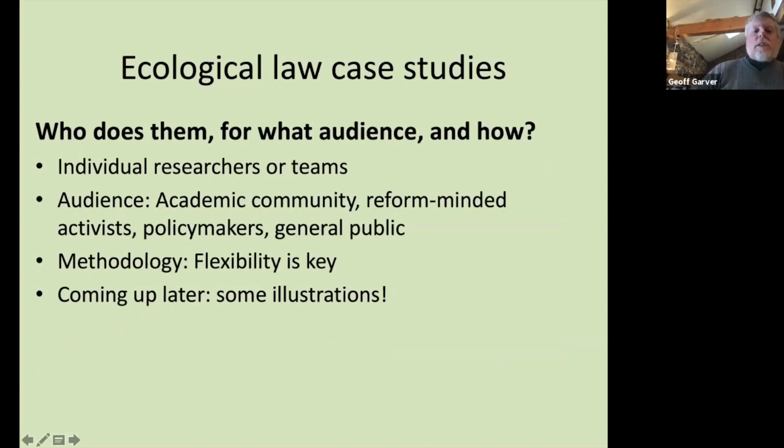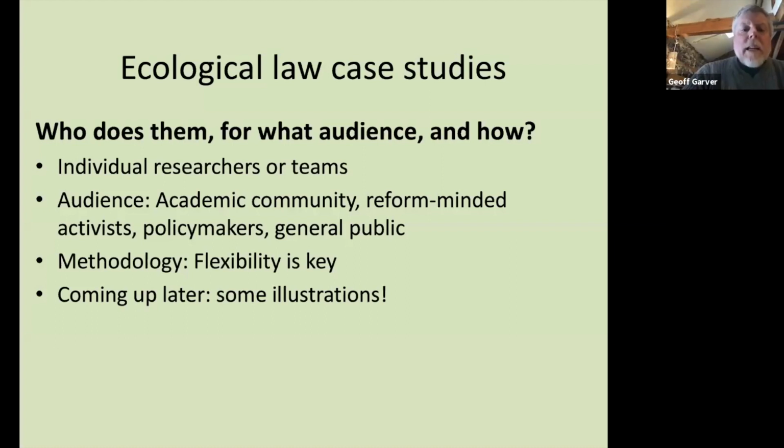Who does these studies, for what audience, and how? Well, the key answer here is flexibility. What, at this point, those of us who've been thinking about this have in mind is this could be individual researchers, or in my view, ideally, teams of researchers. The audience could be the academic community, reform-minded people and activists, policymakers when there seems to be an opening, the general public, and so on. I really want to be expansive there and not limiting.